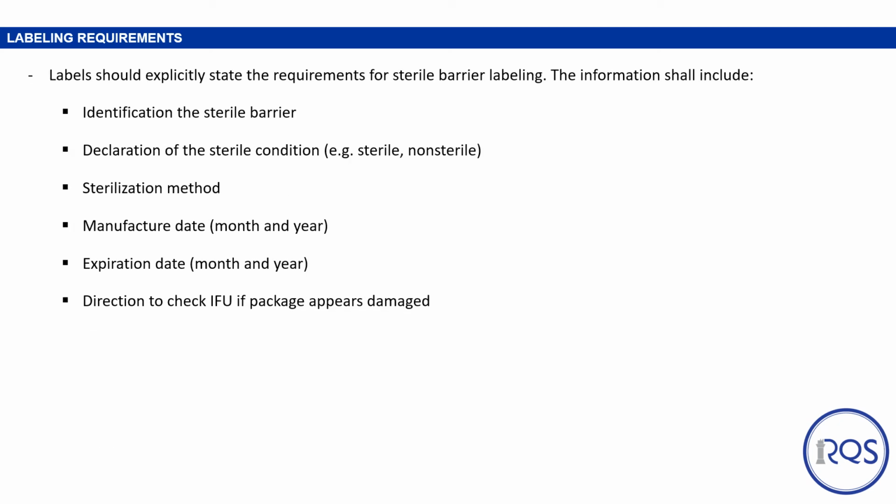For sterile devices, labels should explicitly state the requirements for the sterile barrier labeling. This information includes identification of the sterile barrier, declaration of the sterile condition, sterilization method, manufacture date, expiration date, and direction to check the IFU if the package appears to be damaged.